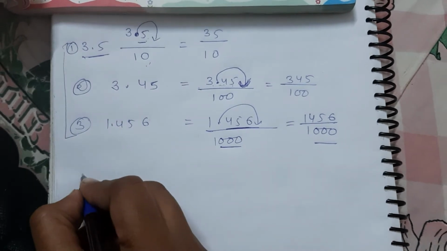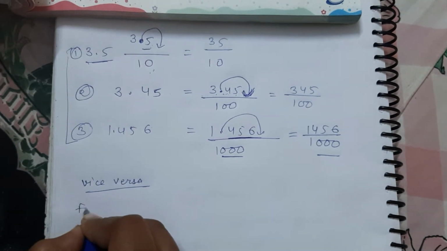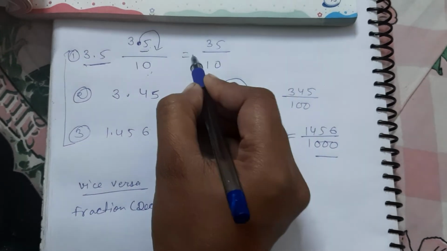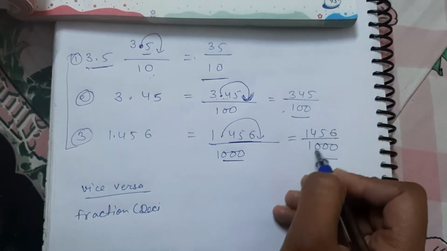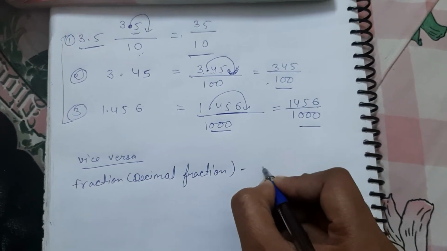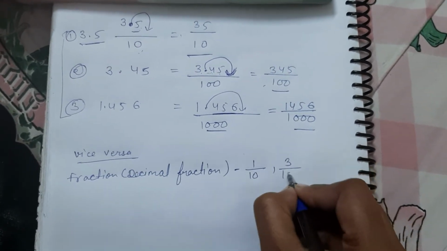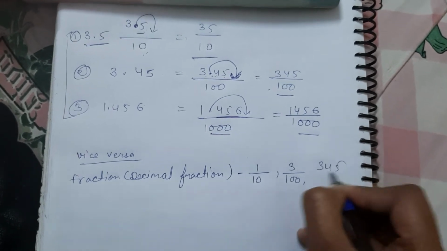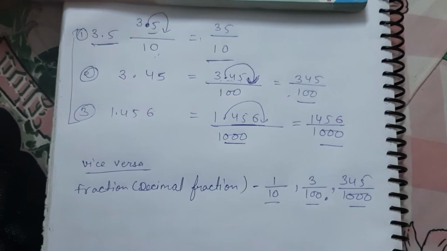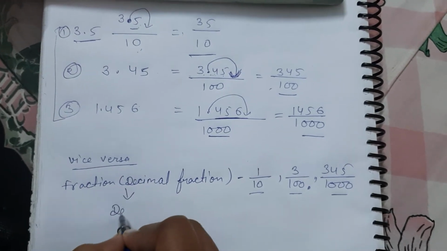Now we will do the vice versa. Vice versa means just opposite. What opposite? Now the fraction is given. Fraction, which fraction? Decimal fraction. And these are the decimal fractions, those which are having 10, 100 and 1000. Which fractions are having 10 in denominator, 100, 1000? These fractions are called decimal fractions. Remember always. Okay, now we want to convert this decimal fraction into decimal number.